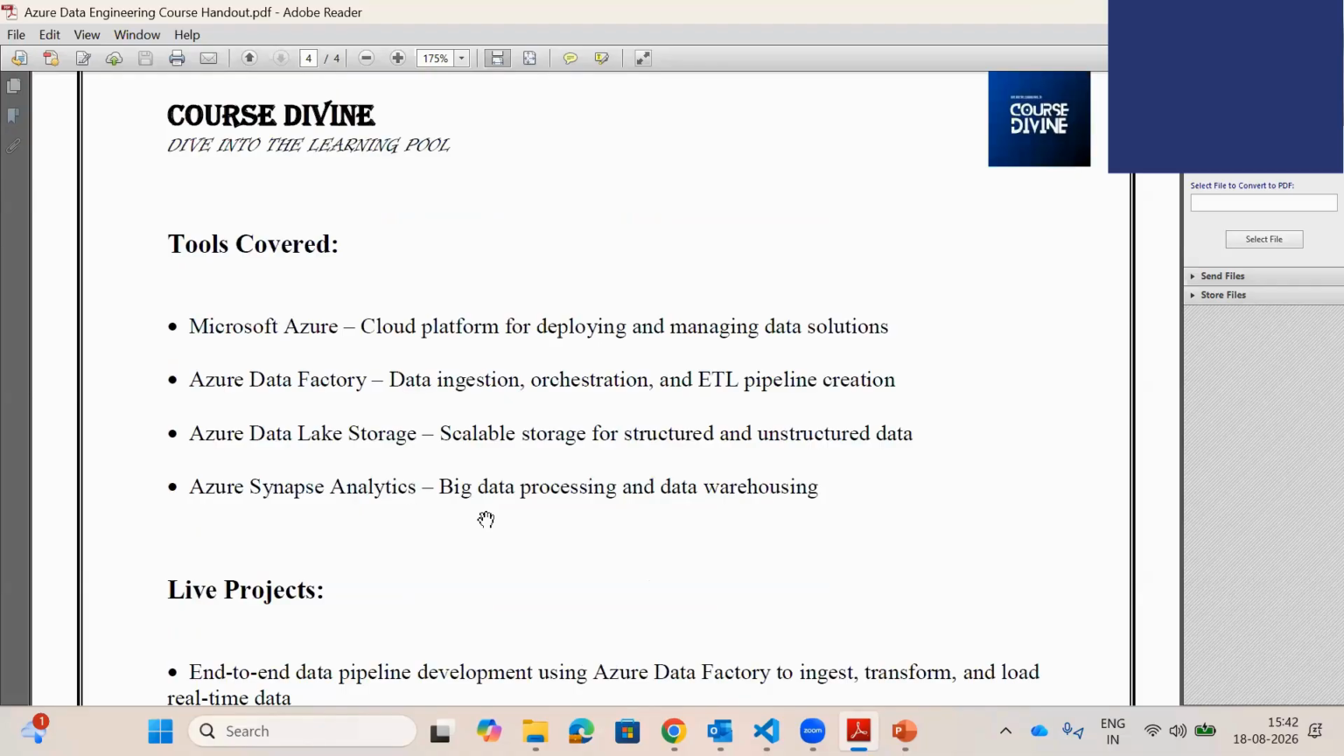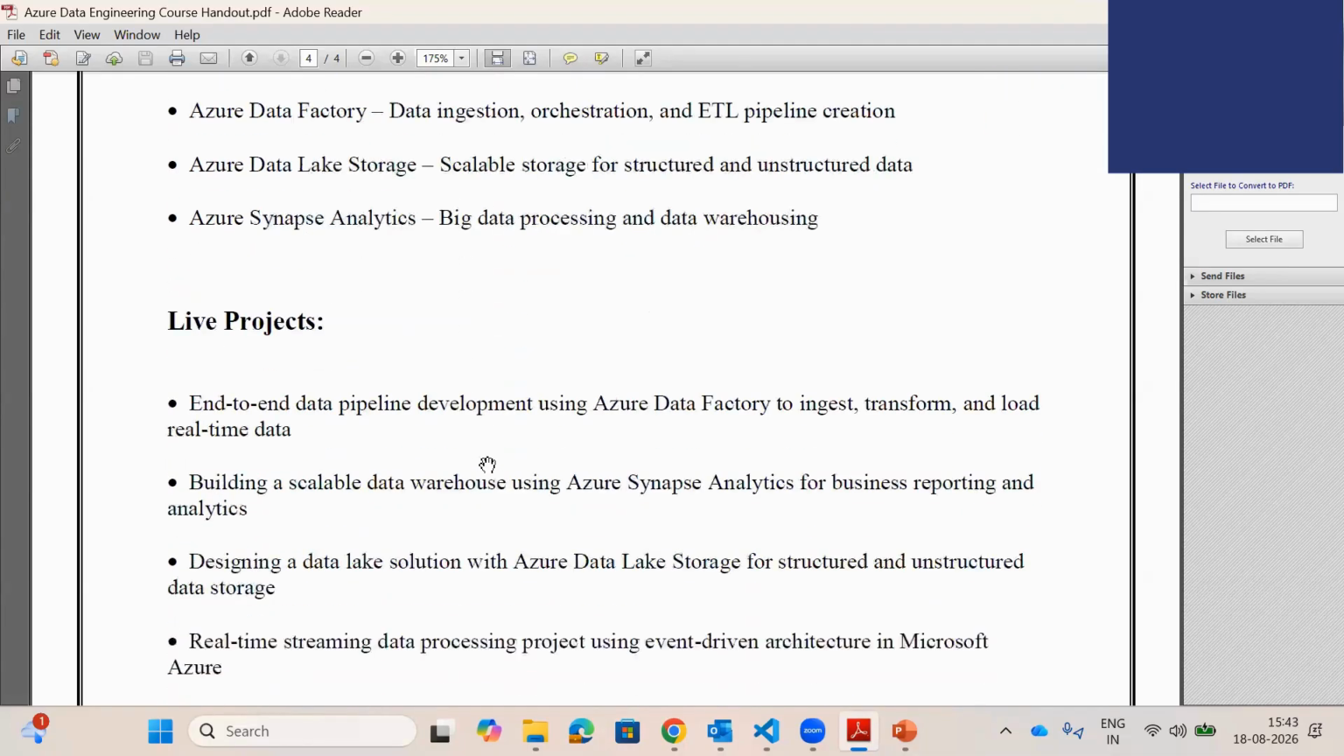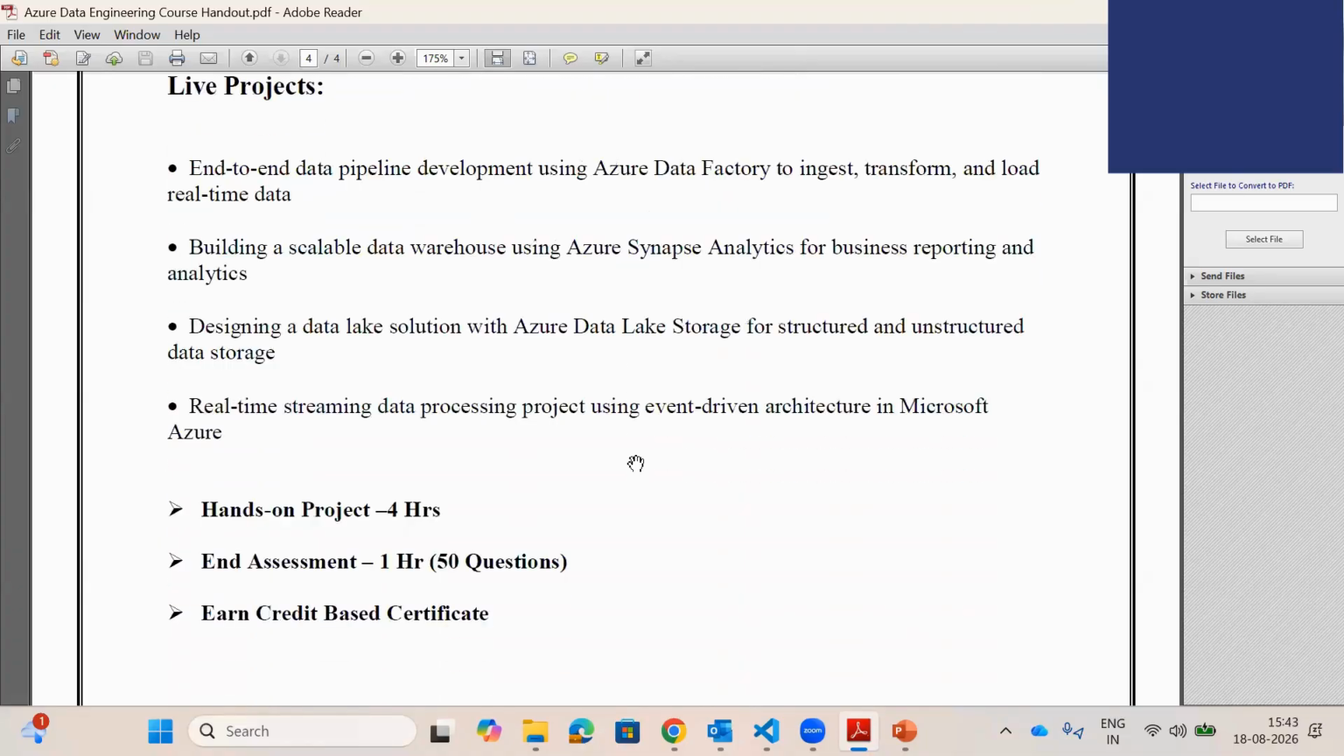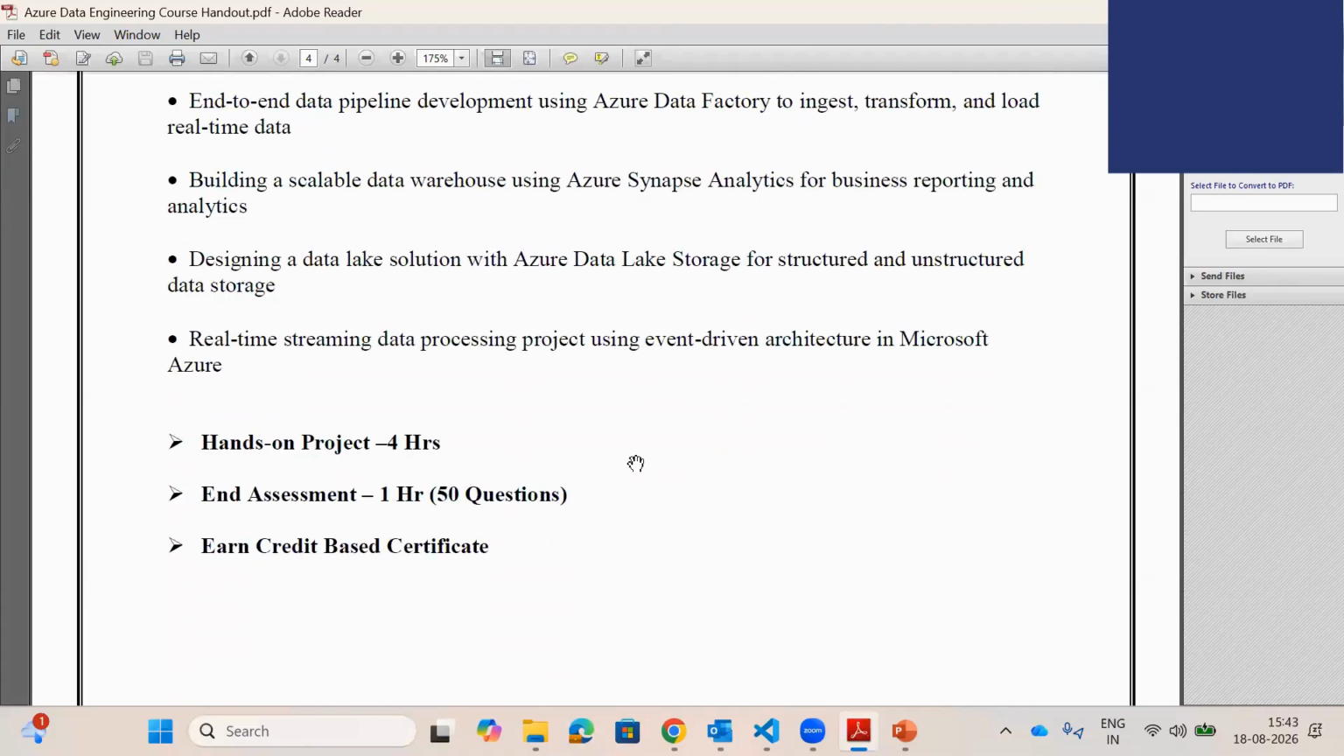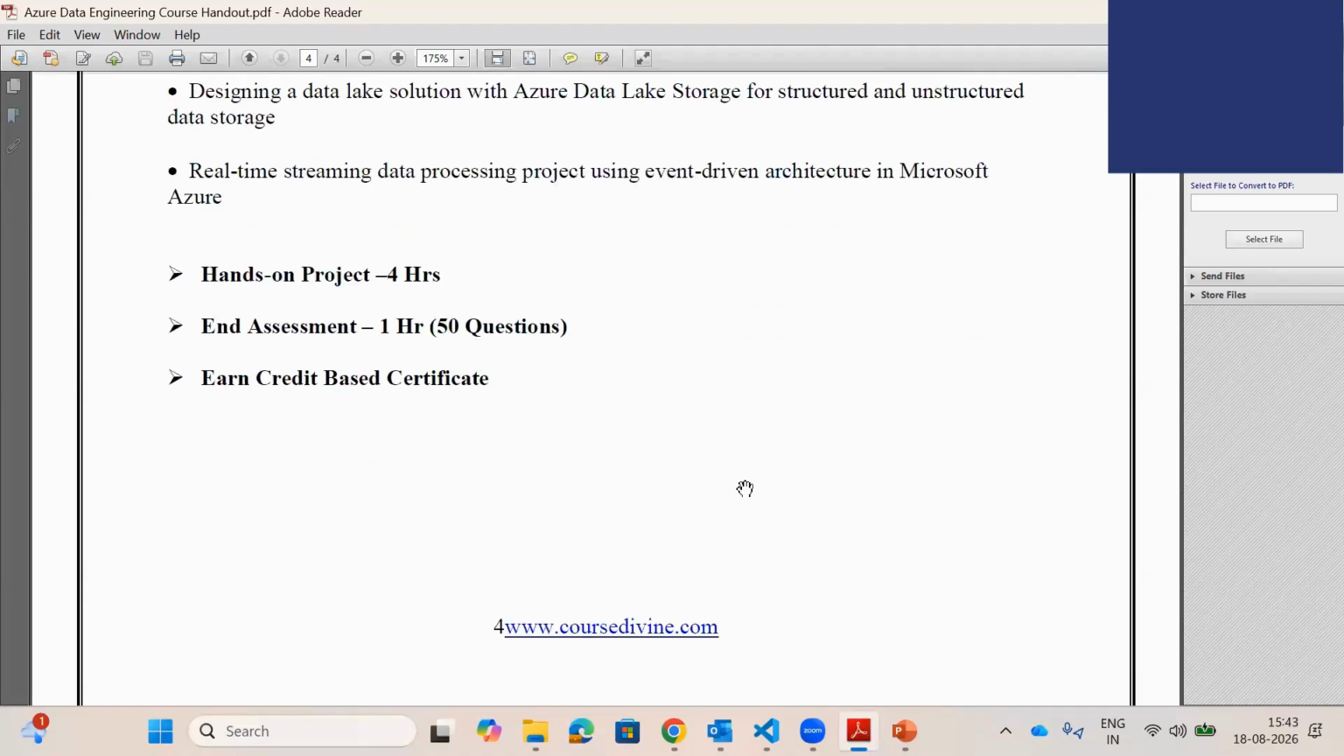These are the services that we are going to cover, as I told you initially: Microsoft Azure Fundamentals, Data Factory, Data Lake, Synapse. For live projects, we have given certain examples, but you can definitely come up with your own ideas, which will be helpful.